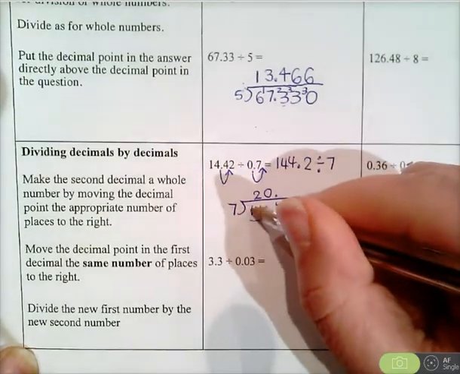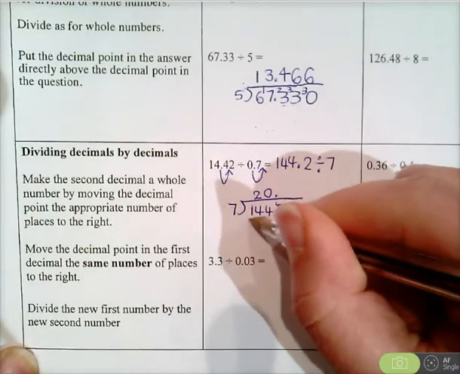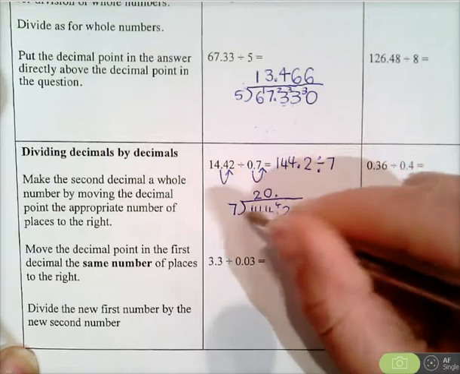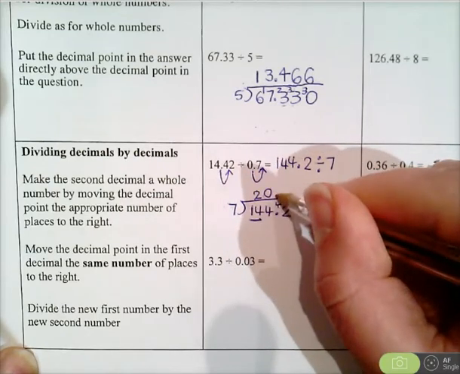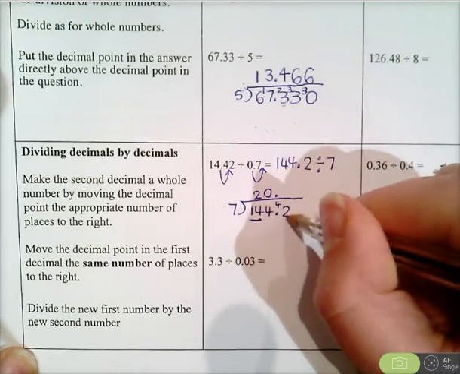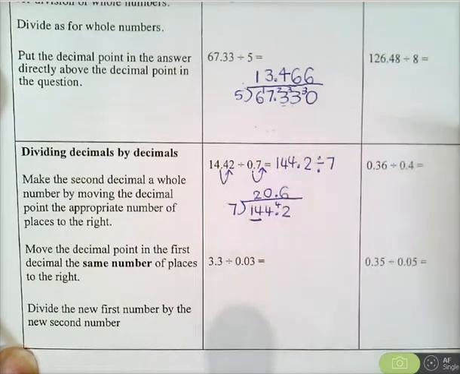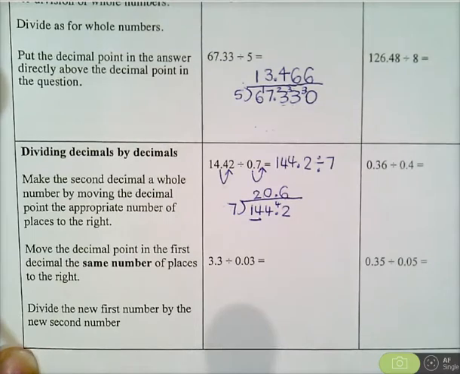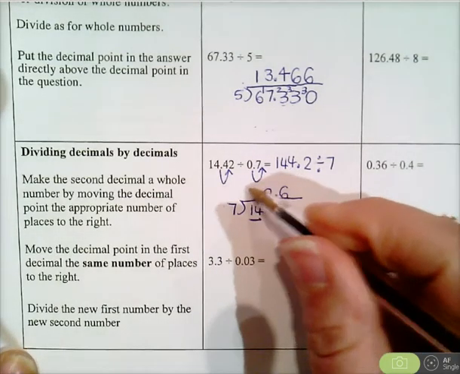So again, 7 into 1 doesn't go. 7 into 14 goes twice. 7 doesn't go into 4, so I'll put a 0, decimal point, but this 4 needs to be carried over here. 7 into 42, well, 7 sixes are 42, so my answer is 6 there, and therefore I've got 20.6.